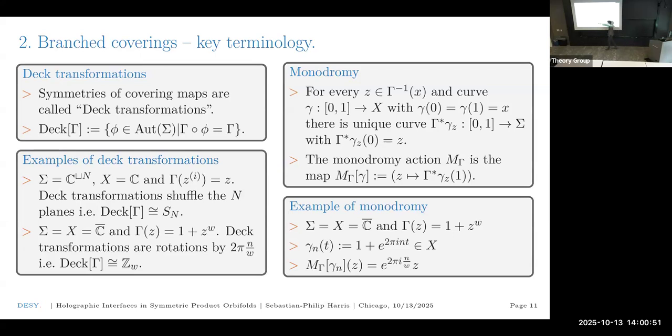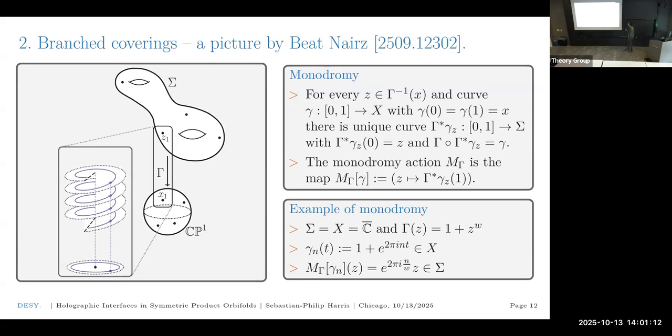And for the second example, the group of deck transformations is generated by rotations by an angle of 2 pi n over w. So if I multiply z by a wth root of unity, of course the value of gamma of z doesn't change. So the group of deck transformations is Z_w.